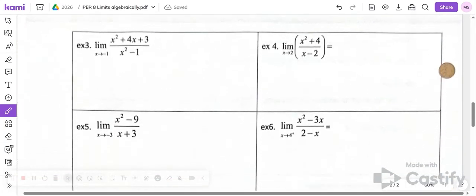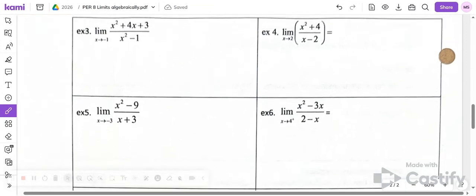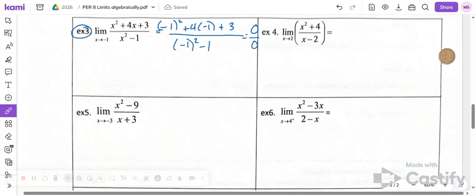All right, let's do 3. And then I might have you do 5 on your own. So let's look at 3 together. You have to plug this in. You know what I might have you guys do? We want to now factor.